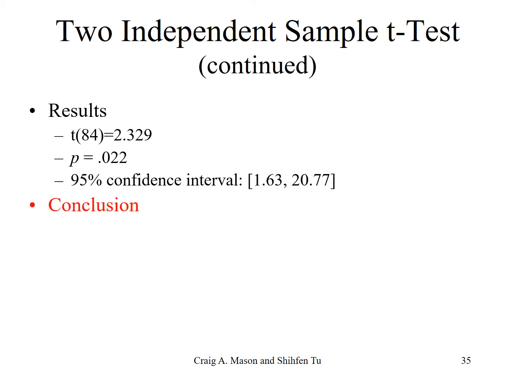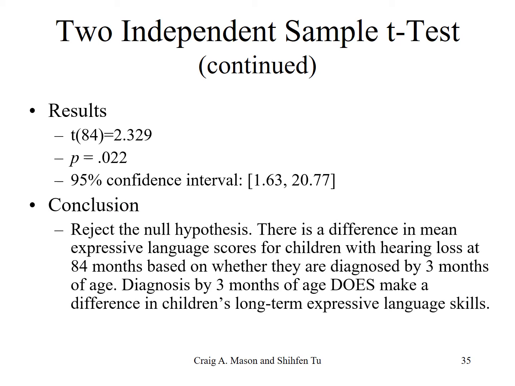So, what's our conclusion? We reject the null hypothesis and conclude that there is a difference in mean expressive language scores for 7-year-old children with hearing loss based on whether they were diagnosed by 3 months of age. Diagnosis by 3 months of age does make a difference in children's long-term expressive language skills.